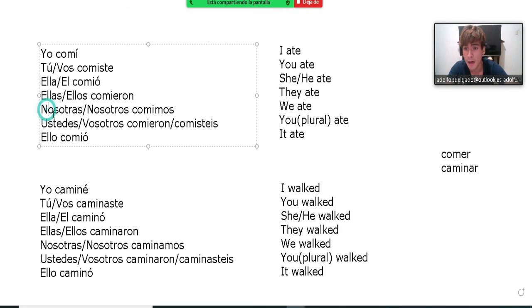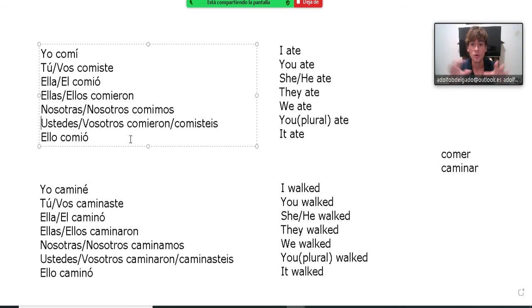So we have nosotras. This is for women, remember, nosotras. And we have nosotros. Nosotros, you can use it for men, or you can use it for a group of people, a group of men and women. The same with ellos and vosotros. Ellos or ustedes. Ustedes is used for a group of women or men, or a mixed group.